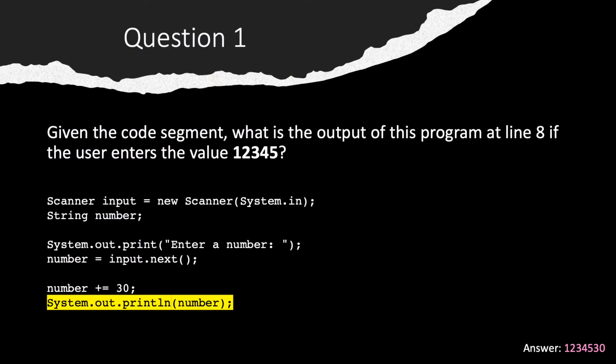Question 1. Given the code segment, what is the output of this program at line 8 if the user enters the value 12345? Let's look at the code given. We have Scanner input = new Scanner(System.in), String number, then System.out.print("Enter a number"), number = input.next(), and then number += 30, and finally System.out.println, which prints out the value of number.